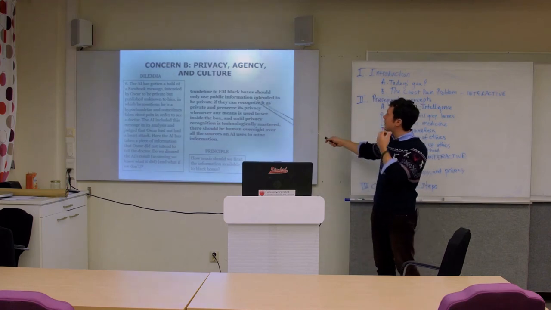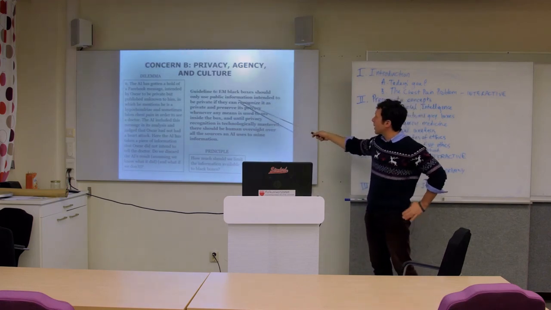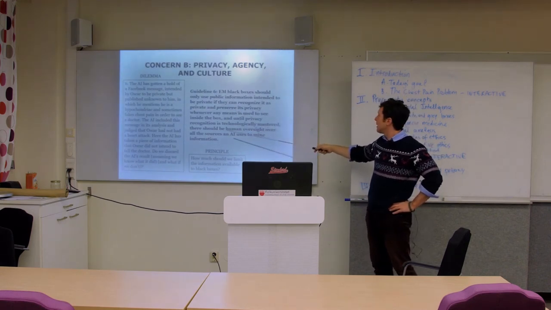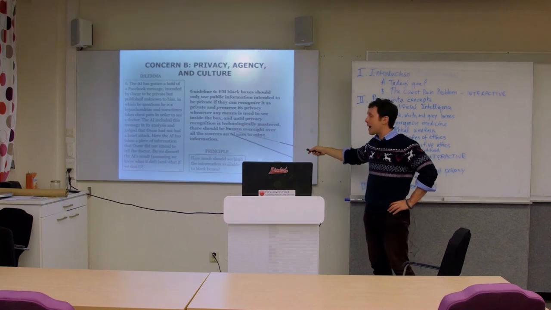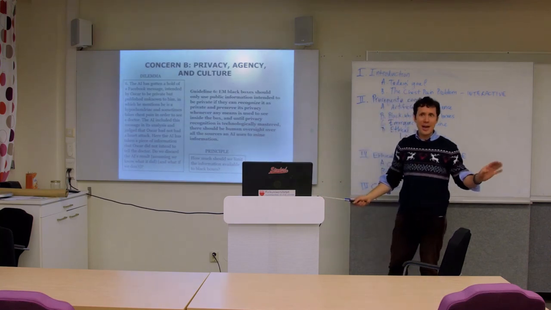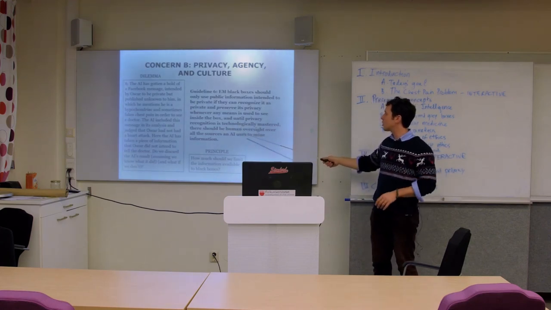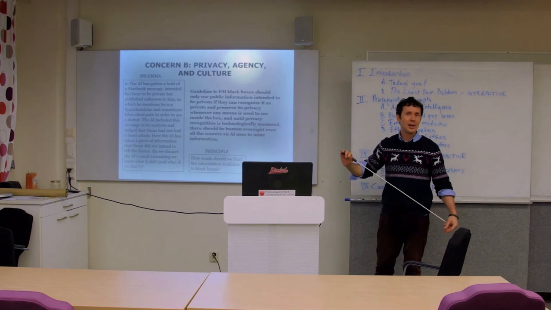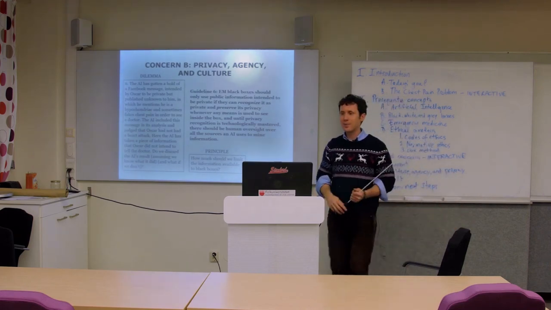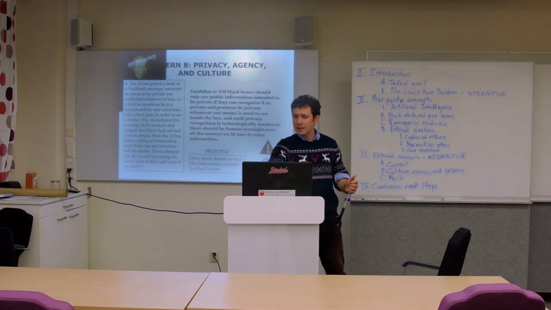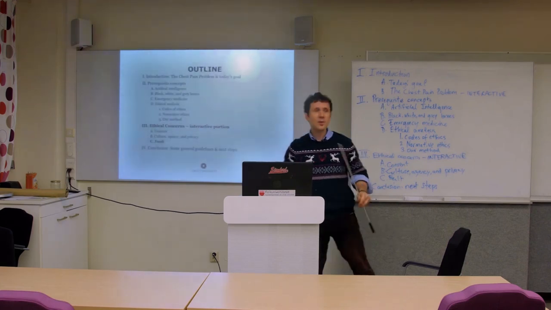So we actually have an argument to preserve the blackness of black boxes. So the guideline is that black boxes should only use public information, or information intended to be private if they can recognize it's private and preserve its privacy whenever any means is used to see inside the box. But this is not technologically mastered yet, and we've got a long way to go. But until privacy recognition is technologically mastered, there should be human oversight over all the sources that an AI uses to mine information. I'm going to skip over the objection to that. There's an issue of proxy discrimination I'd love to talk about, but we don't have time. So let's move to our last concern.